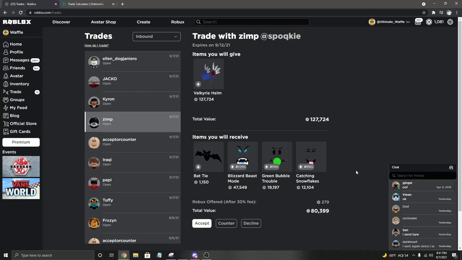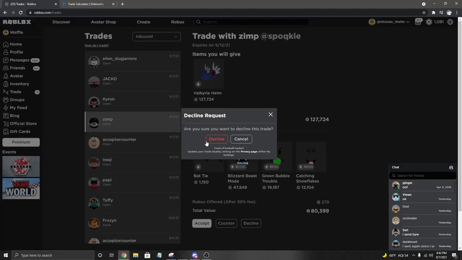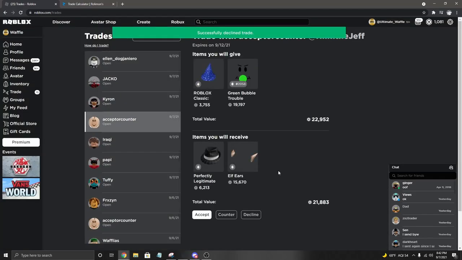This is terrible. What is this? No, this is just bad. Valkyrie Helm is 160. It's like 70. This brings it to almost 100. That makes like 100-ish. No, this is like 110. 110 to 120. This is terrible. No, thank you.